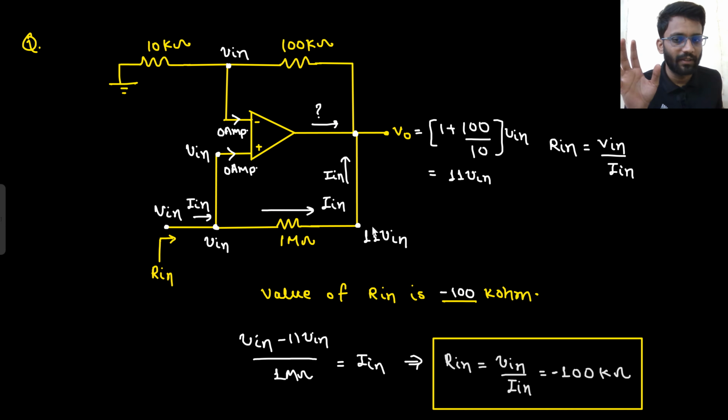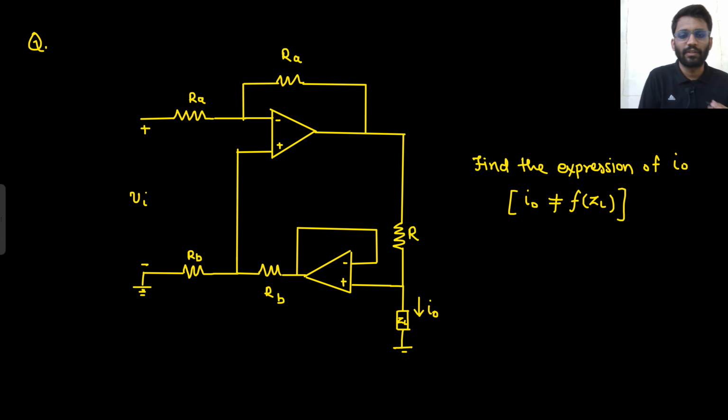V in minus 11 V in divided by 1 mega ohm is equal to I in. So V in by I in is minus 100 kilo ohm. That's it. That's your answer. Let's move toward the next question.